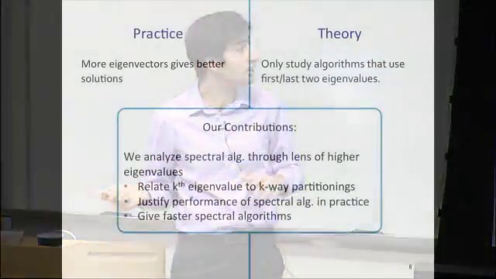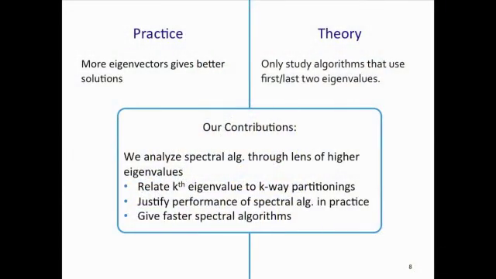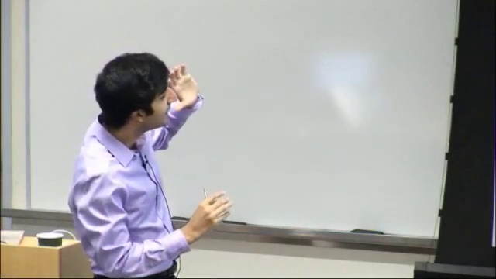Let me summarize what I said so far. Let me put theory and practice together. In practice, we typically use multiple eigenvectors, and more eigenvectors give better solutions. In theory, we can analyze two eigenvectors or two eigenvalues and show that they give good results. Now let me tell you what we do. Basically, we study spectral graph algorithms through the lens of higher eigenvalues.